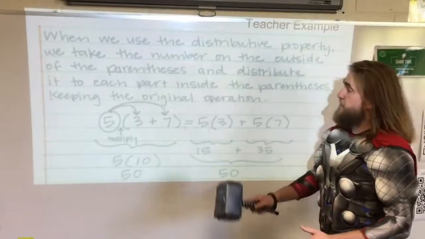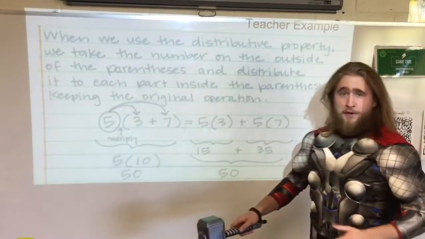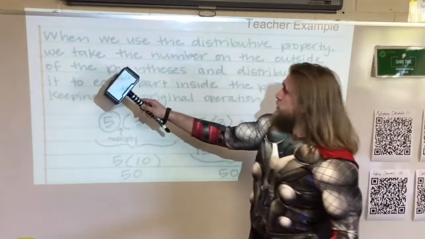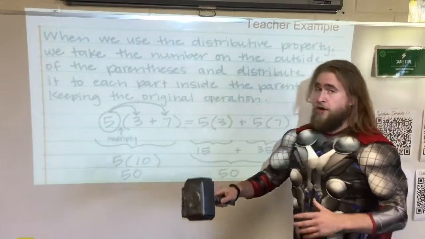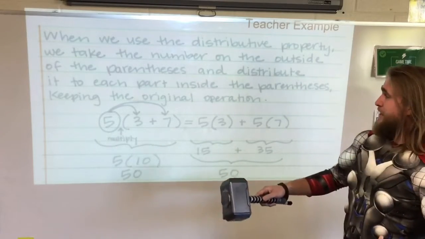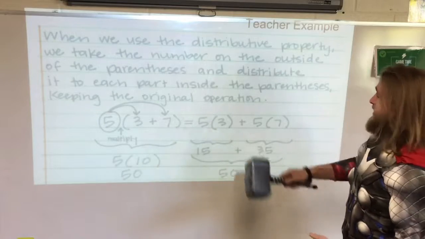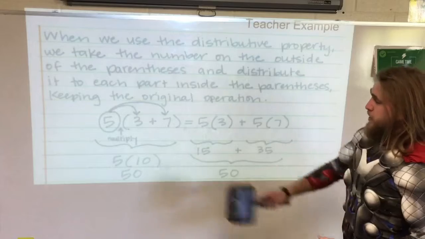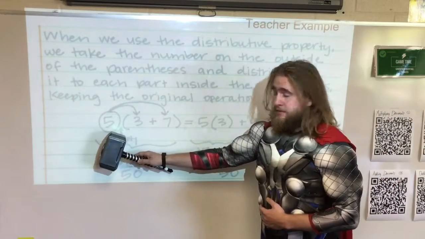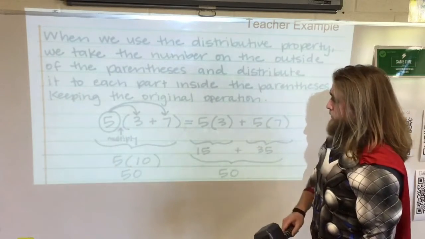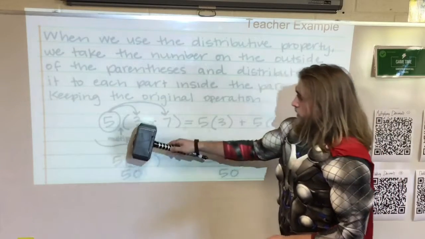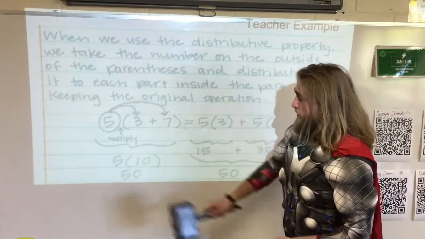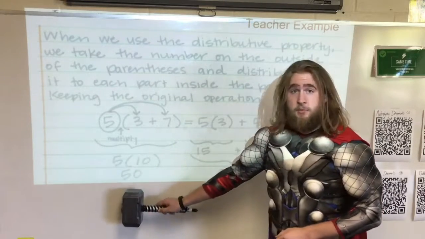complete. Alright kids, now on the teacher example, please remember you don't have to write anything in your notes, but make sure to pay attention. So, when we use the distributive property, we take the number on the outside of the parentheses and distribute it to each part inside the parentheses, making sure to keep the original operation. So in this example, we're distributing 5 to 3 plus 7. Normally, we would add 3 plus 7 to get 10 and multiply it by 5. 5 times 10 equals 50.